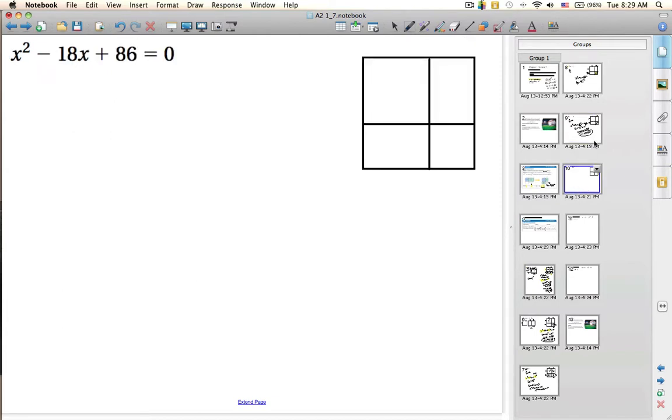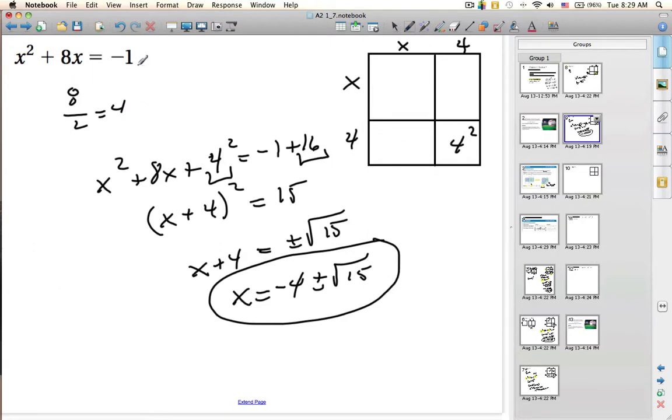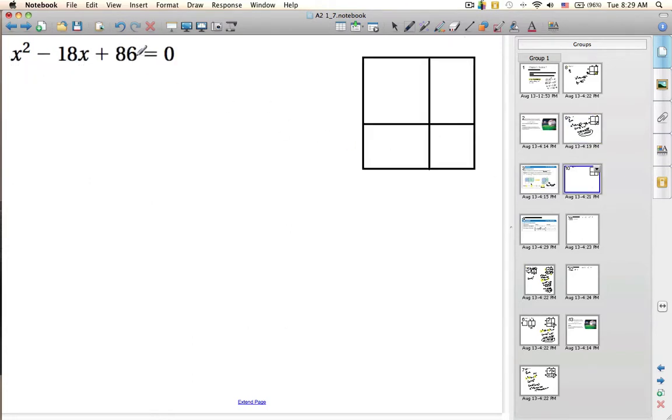Okay, this is a little different. You'll notice here I had it equal negative 1, so I only had the x squared plus 8x here. This one's a little more complicated because I've got this 86 here, and I'm not sure what I should do with it. The point is, I want to take these parts and make a perfect square trinomial. 86 doesn't help me. So I'm going to move it to the other side of the equation. So I'll have x squared minus 18x equals negative 86. So I subtracted 86 from either side of the equation. And now I can start working with this.